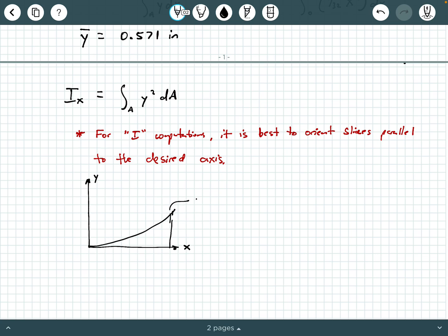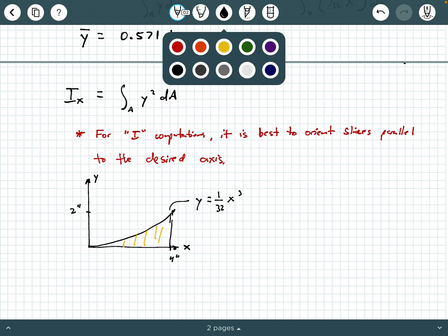Okay, and this was y equals 1 over 32 x cubed. Here's our shaded region, and here is 4 inches, and here is 2 inches right there, okay?